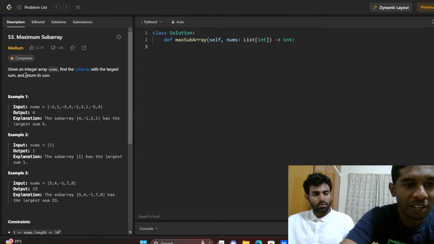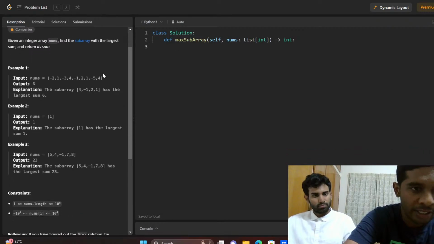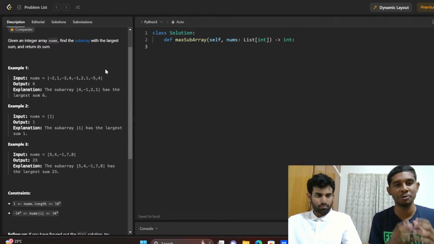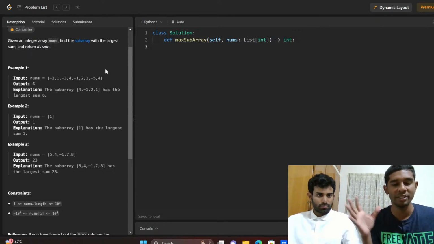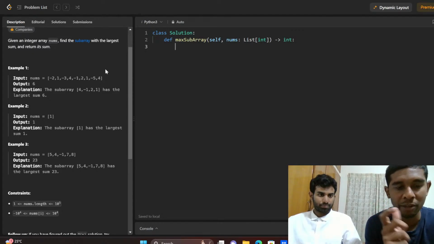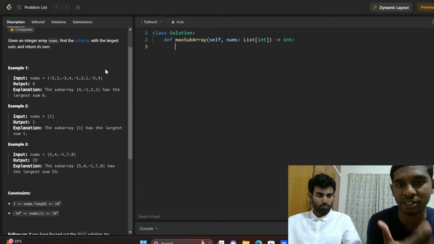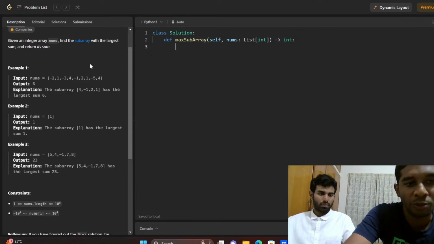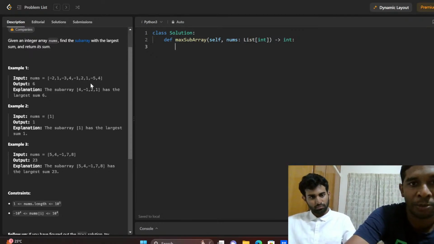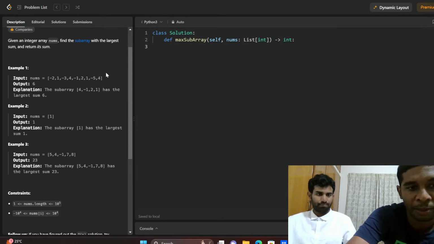So let us quickly look at the problem and try figuring out what it's asking us to do. Given an integer array nums, find the subarray with the largest sum and return its sum. This is one of those problems which is very simple to understand. We have this huge array of numbers, and we just have to find the sub-array inside this array which results in the highest sum. The basic intuition is, if you just had all positive numbers, all whole numbers greater than zero, the sum of the whole array would be the maximum sum sub-array.